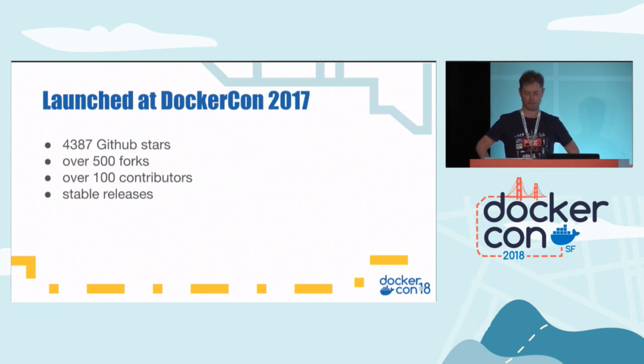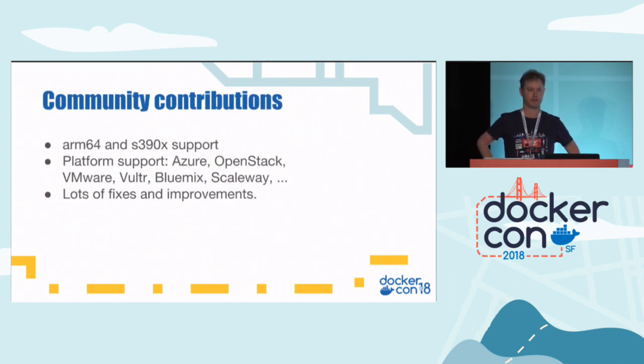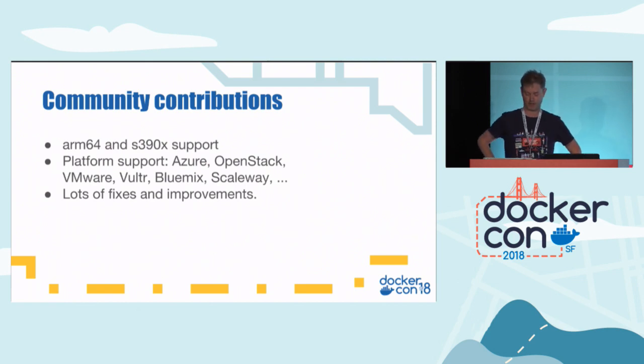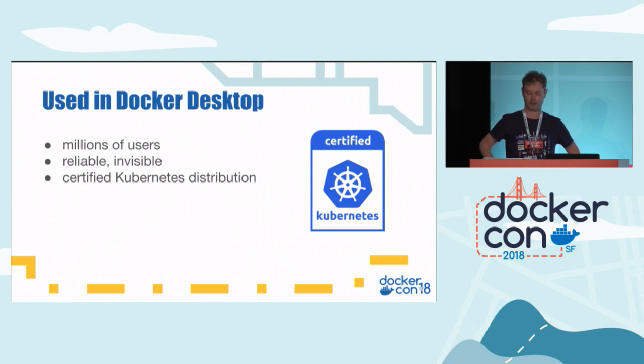and they've contributed all sorts of support that's been really valuable, and we know that they're using it for really interesting things. For example, we had ARM64 support and IBM contributed S390X support, so you can run LinuxKit on your mainframe and your ARM server as well as your normal x86 servers. We have support for loads of different cloud platforms and bare metal platforms, and people have contributed all sorts of helpful fixes, improvements, documentation, all sorts of things, which has been really valuable.